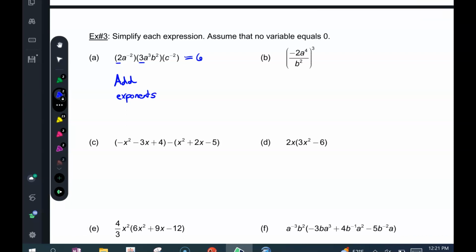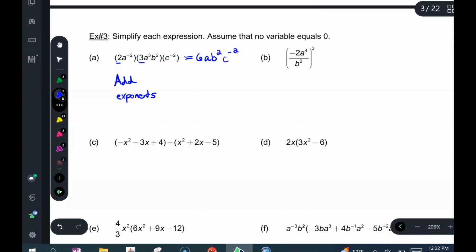Okay, so let's look at the a's. So just be 6 again. Yeah, a to the negative 2 and a to the 3rd would just be a to the first power. Then we have, is there anything to combine with the b squared? No. And is there anything to combine with the c to the negative 2? No. I have to move the c to the denominator?